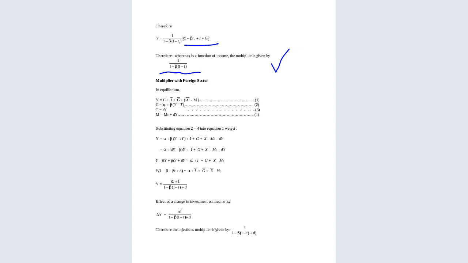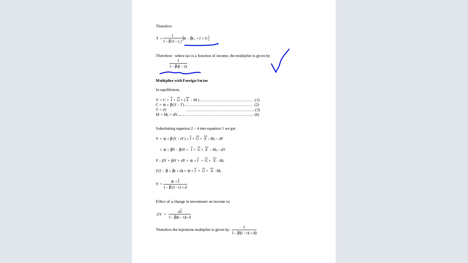So we go back to the income determination model, which includes the foreign sector. In this case, our income is given as C plus investment plus the government expenditure plus exports minus imports. That is the net exports. In this case, our investment and our government expenditure are fixed, and our exports too.